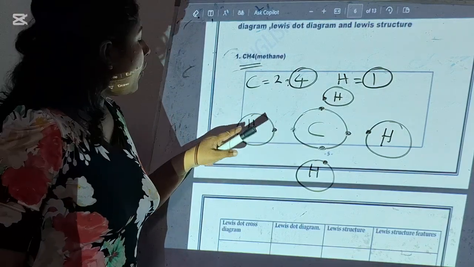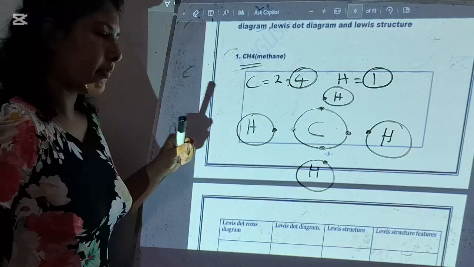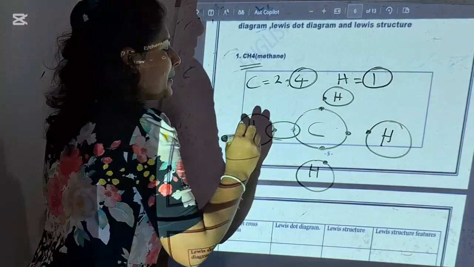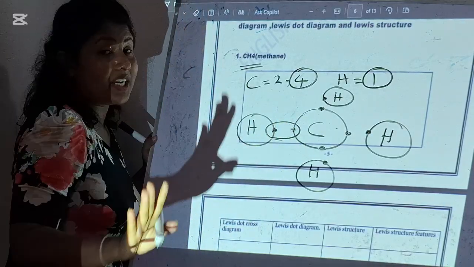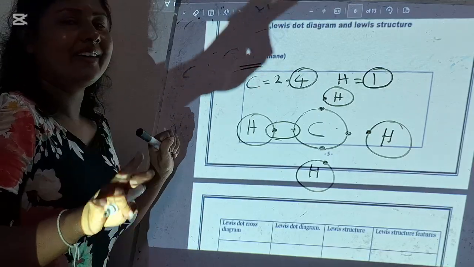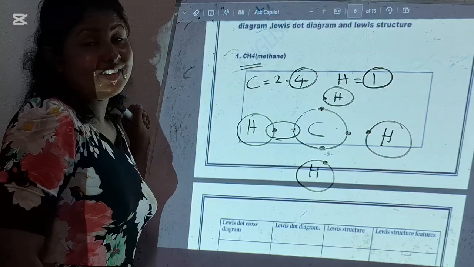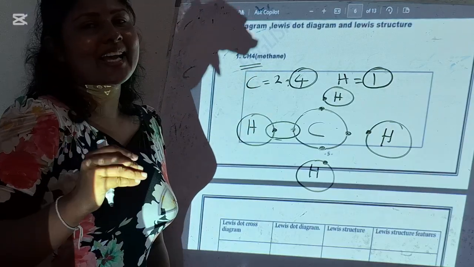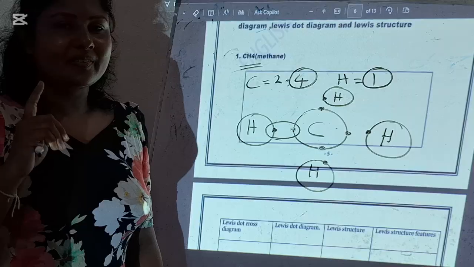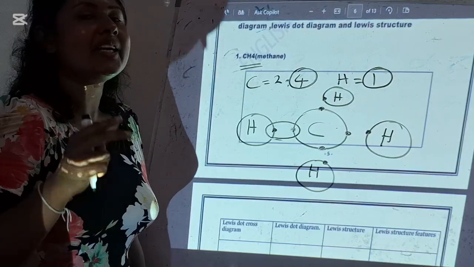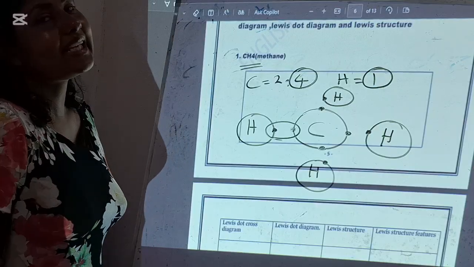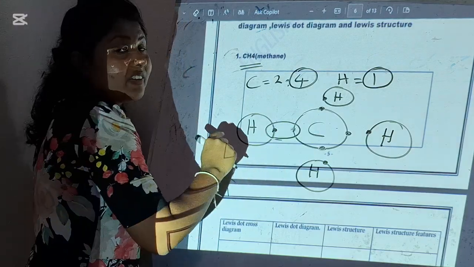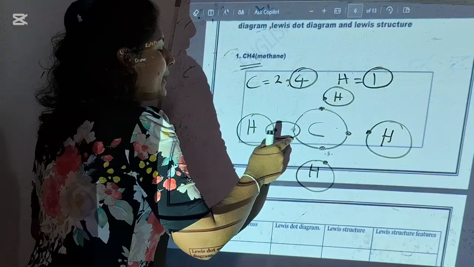1 carbon and 4 hydrogens. Now we are going to make the covalent bonds. To complete the outermost shell, carbon needs 8 electrons. Hydrogen needs 2 electrons, because hydrogen has only 1 electron and for completing the first shell it needs a maximum of 2 electrons. All others need 8. So they are making a bond.